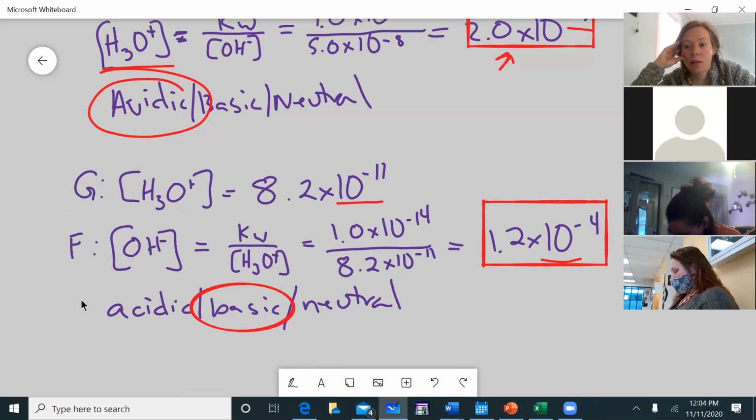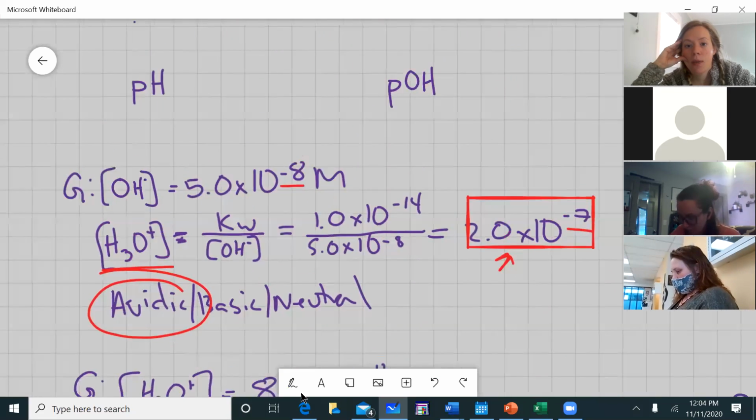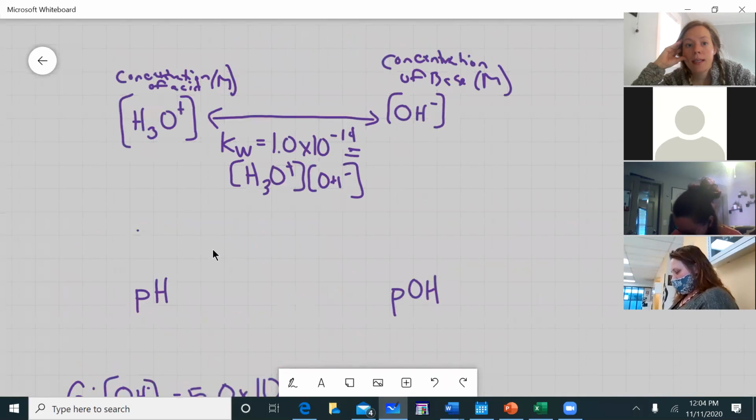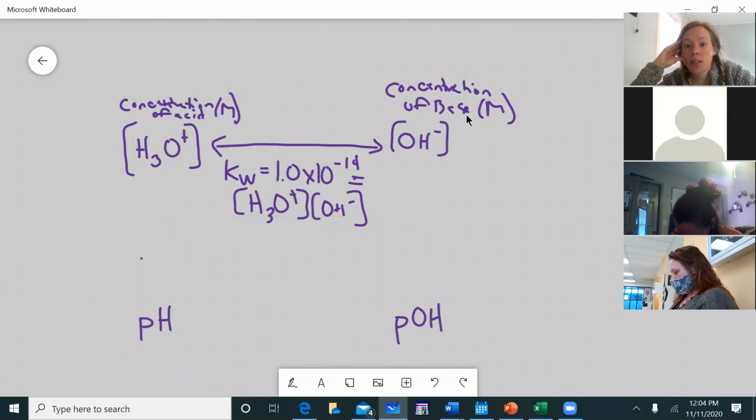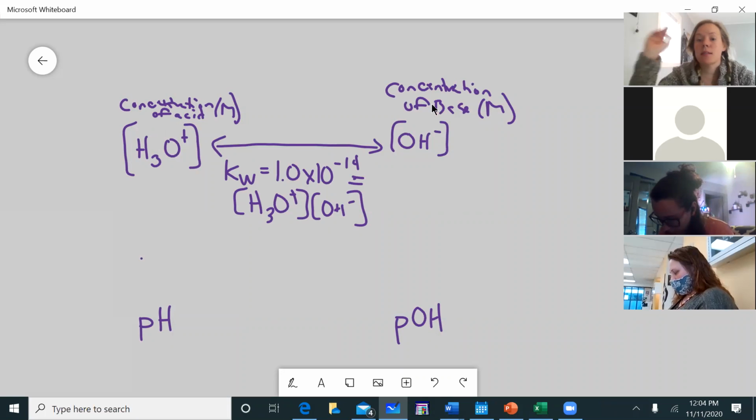You guys good with that? So we can go from, I can give you the concentration of the acid and you can tell me the concentration of the base, or I can give you the concentration of the base and you can tell me the concentration of the acid. And now you can even tell me if the solution is acidic or basic, or if it's neutral. If those two concentrations equal each other, it's neutral. If the acid is greater, it's acidic. If the base is greater, it's basic.